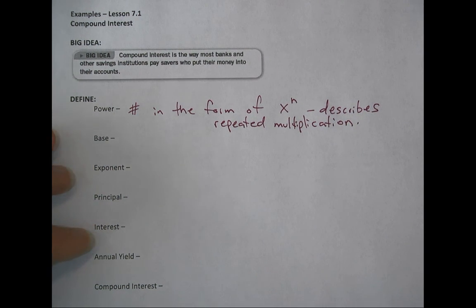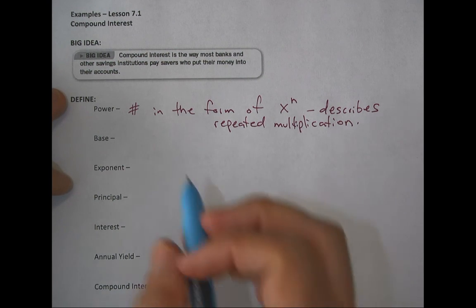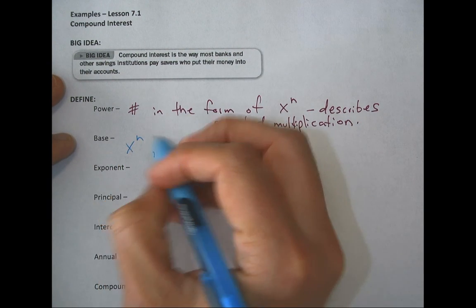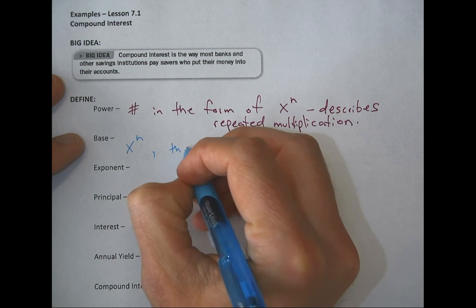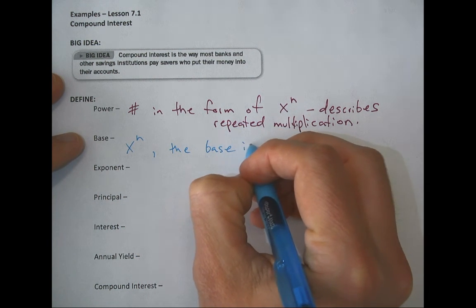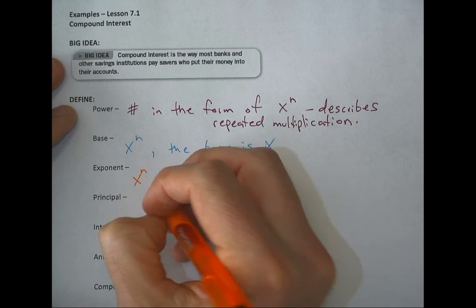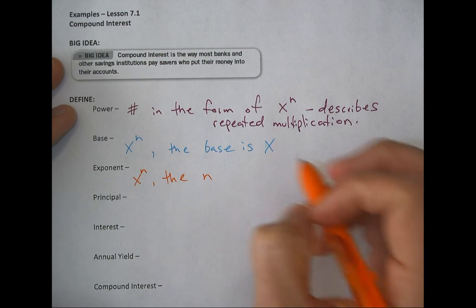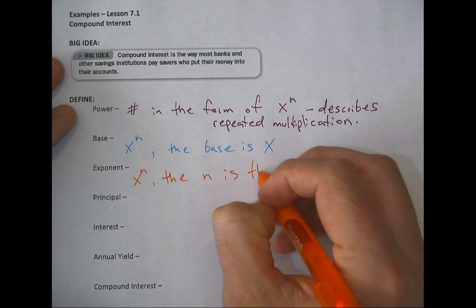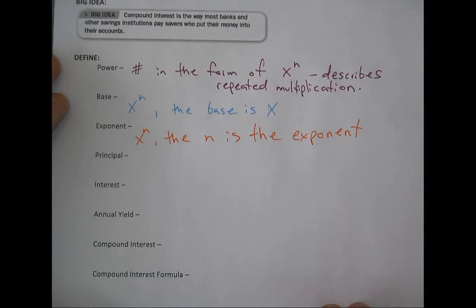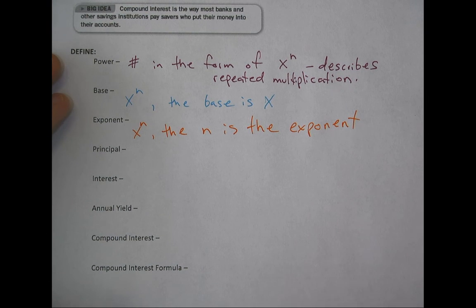So instead of writing 5 times 5, we can write 5 to the second. Repeated multiplication can be expressed as a power. So there's two pieces to this. So when you have x raised to the n, the base is x. So when you have 5 squared, 5 is the base. The exponent then, when you have x to the n, is the exponent. It's what you're raising the base to, and it tells you how many times the repeated multiplication is happening.